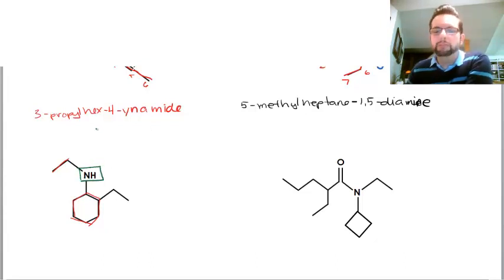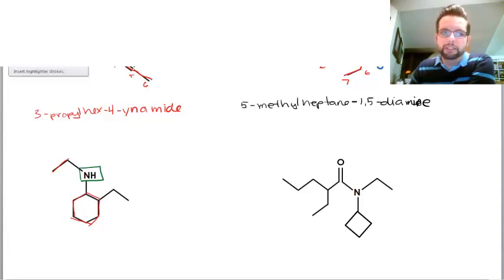Now, remember, we want to pick the largest thing that is attached to your amino group, and that will be your parent. So in this case, my chain that's attached to the nitrogen is only 2 carbons, but my ring is 6. So my ring in this case is going to be my parent, and this smaller chain is going to be treated as a substituent. So this isn't going to become the parent, it's going to be treated as a substituent.